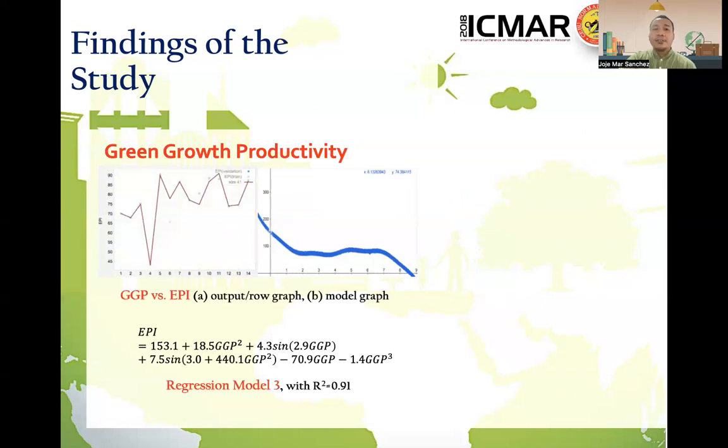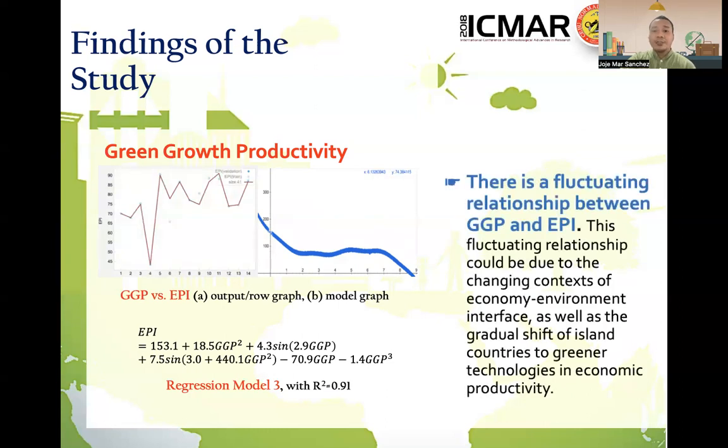Firstly, we have green growth development or productivity, or GGP. And here are the graphs, the model equation, and of course the R squared, which is equal to 0.91. And these graphs show that there is a fluctuating relationship between GGP and EPI. This fluctuating relationship could be due to the changing context of the economy-environment interface, as well as the gradual shift of island countries to greener technologies in economic productivity.